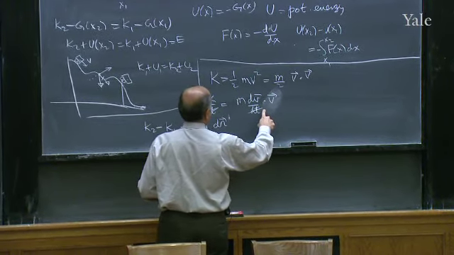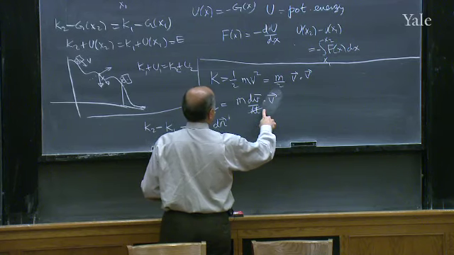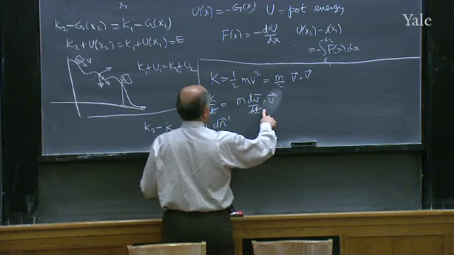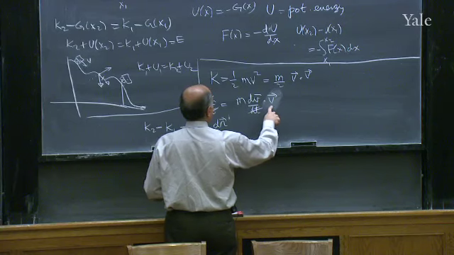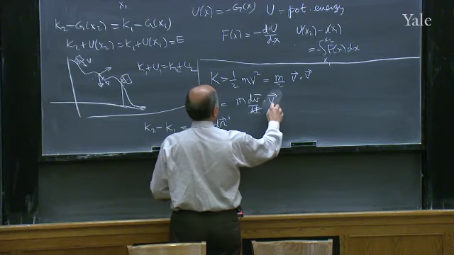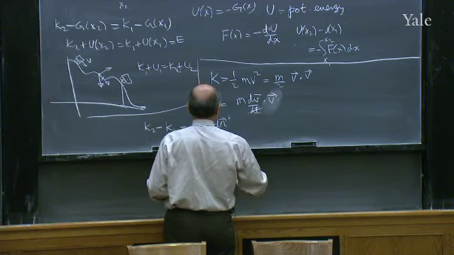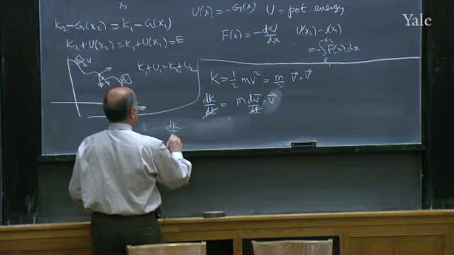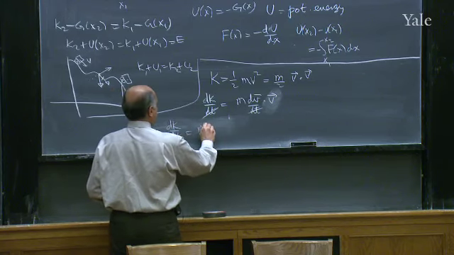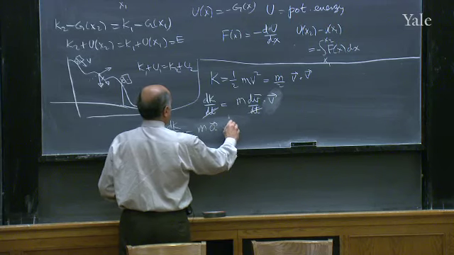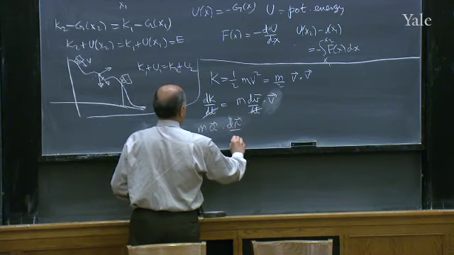Let me see. I'm sorry. I want to keep the dv/dt here. Then I want to write this v as dr/dt. That's right. So excuse me, let me do it again. dK/dt is equal to m a times v, and v is dr/dt.